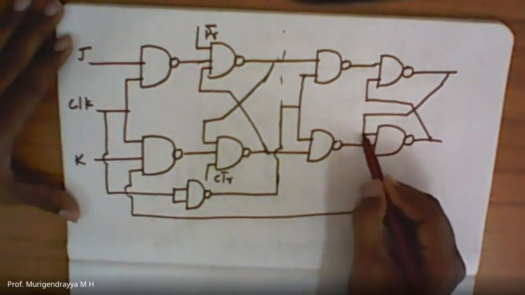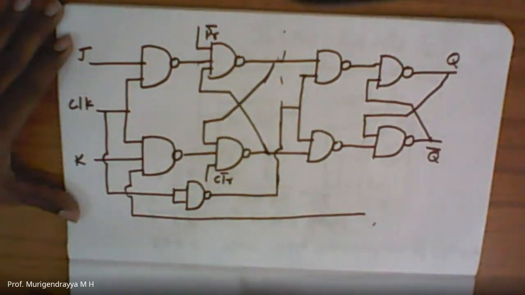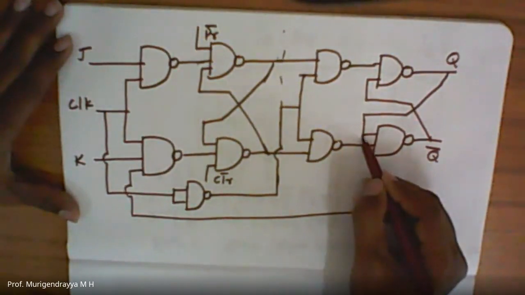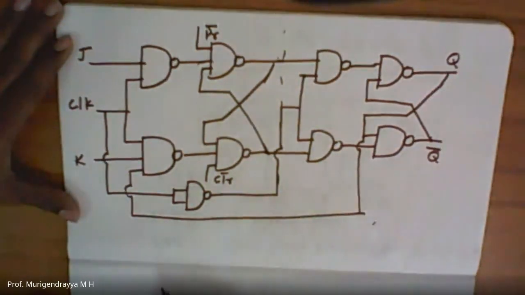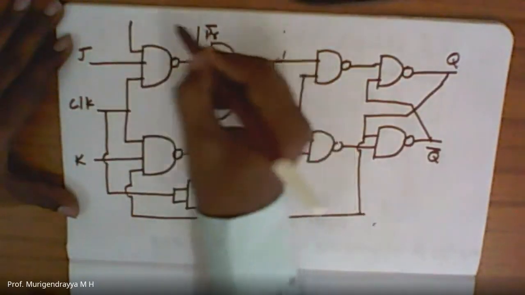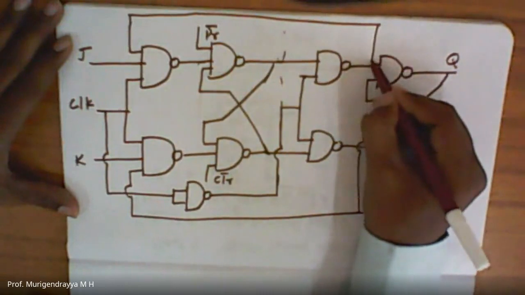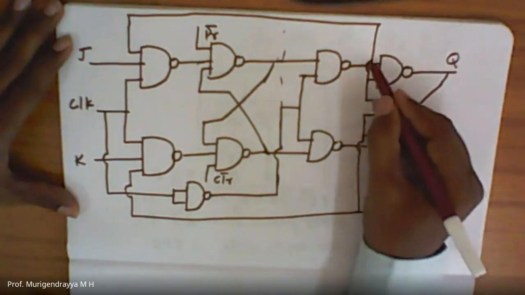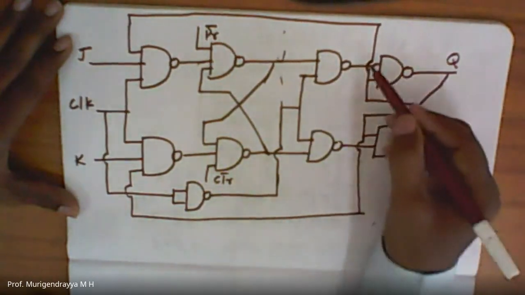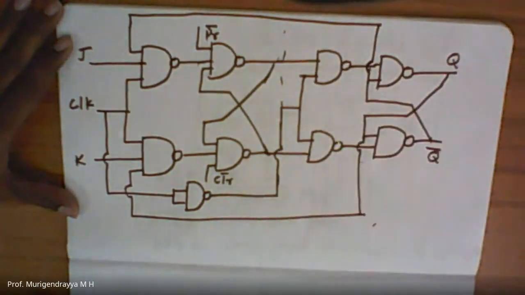So where is Q? See, you can say this is Q and this is Q bar. So Q you can take from here on this side. Then Q bar is ANDed with the J. The curve indicates that there is no connection here, just the wire is not connected at this point. So this is the complete diagram for the flip-flop we already designed.